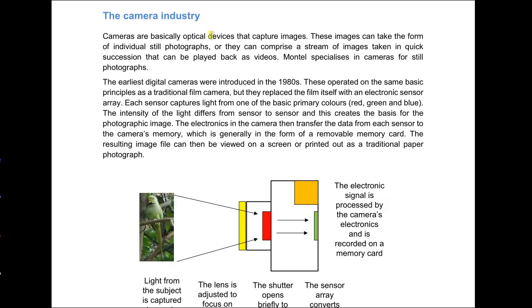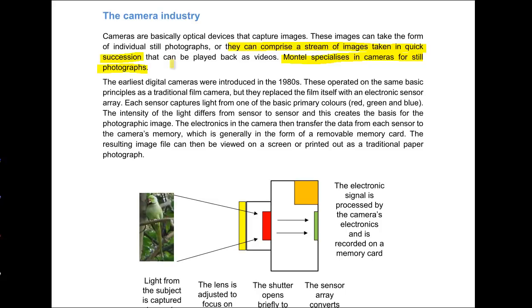So in this first little bit, it's typically telling us what cameras are, which is perhaps insulting to our intelligence, but no worries. So Montel specializes in cameras for still photographs, whereas there are some that comprise a stream of images taken in quick succession. So the first thing I get here personally is that there is sort of a differentiated market, a lot of indirect competition, because Montel is specializing in a camera that can particularly excel at still photographs.